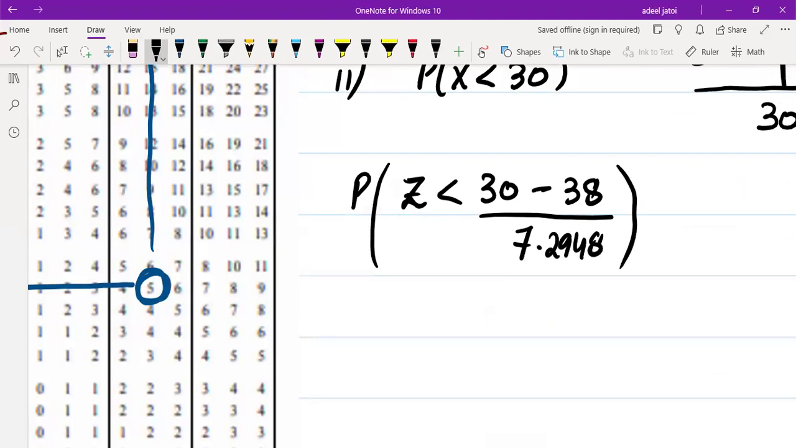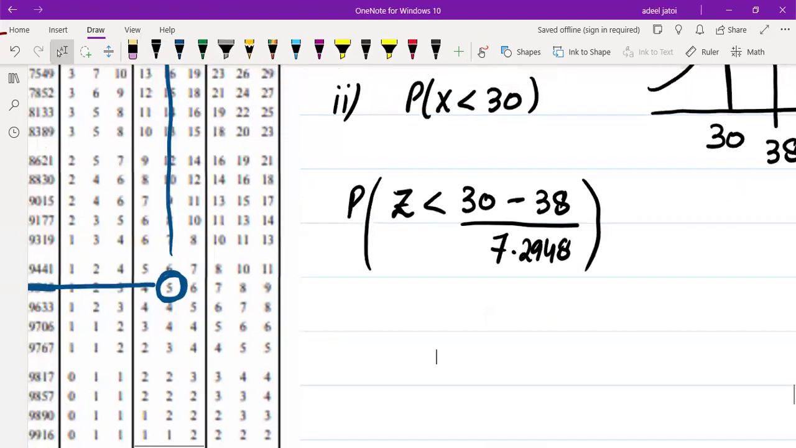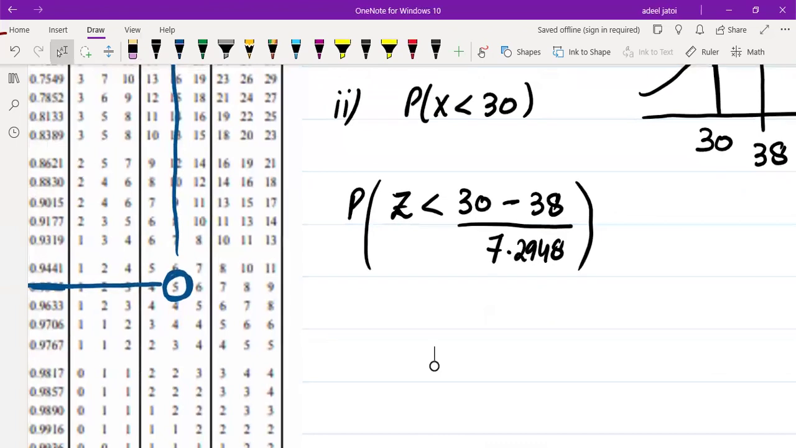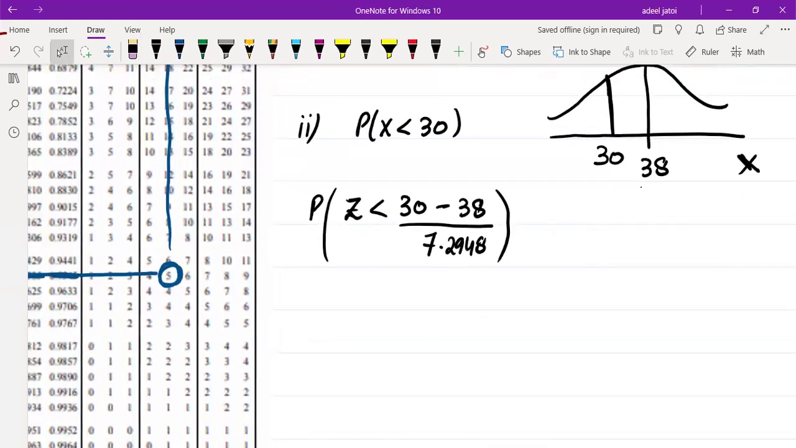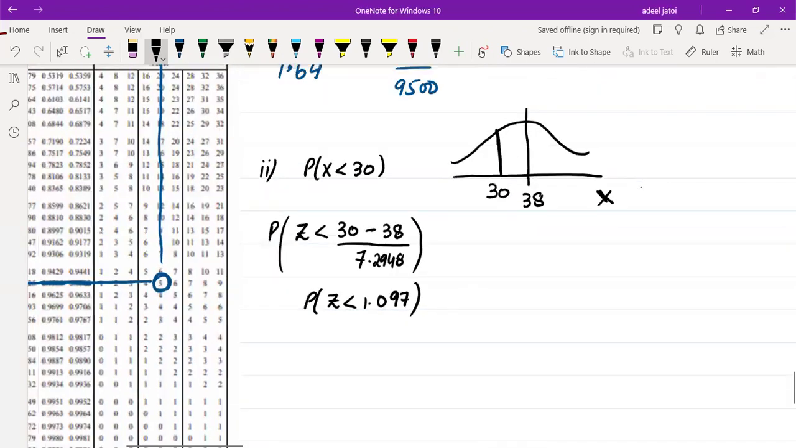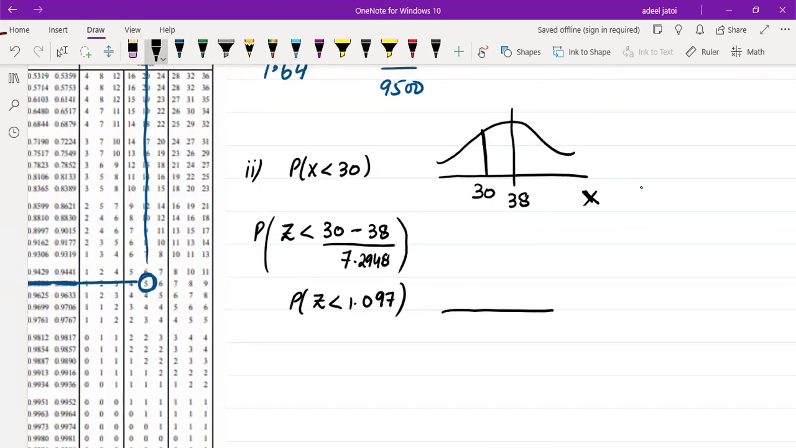7.2948. We'll be taking the exact value of the standard deviation. So with respect to this, we'll get what value of Z? Z will be less than what? Negative 1.097. So that means if we are creating a Gaussian bell curve for the Z now.